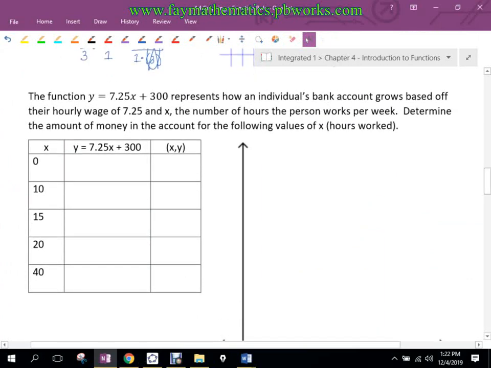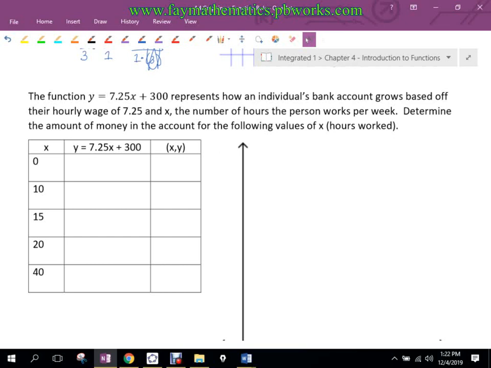All right. So what happens is, obviously we've done these two examples to work with this concept, but there was no context, there was no story to those problems. Here we're going to have a story. Somebody's got a bank account, and that bank account's growth, the way it's changing, is based off of this function y equals 7.25x plus 300. It talks about how 7.25 is their hourly wage, so that's what they're making per hour, and wants to know after X amount of hours, how much money is in their bank account.